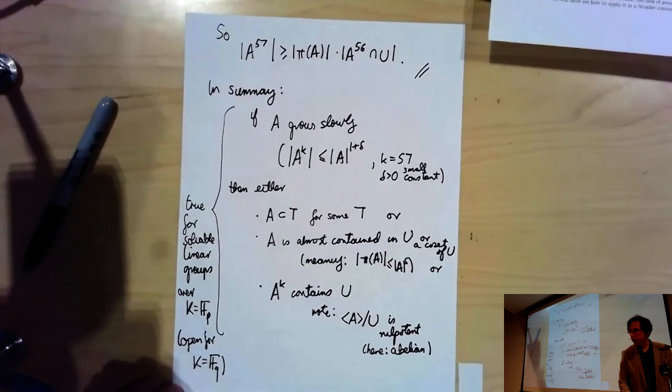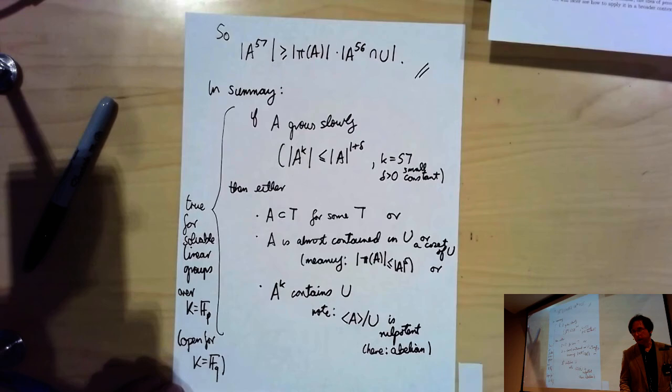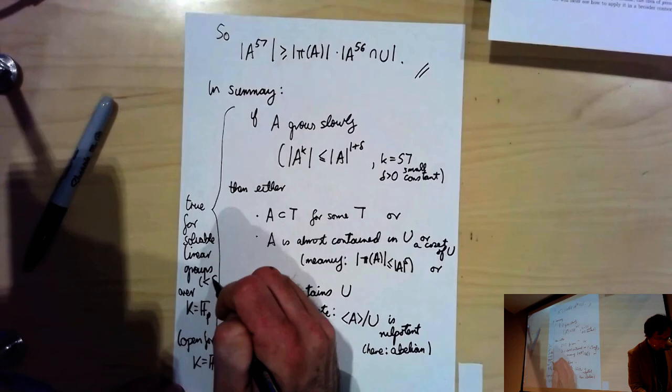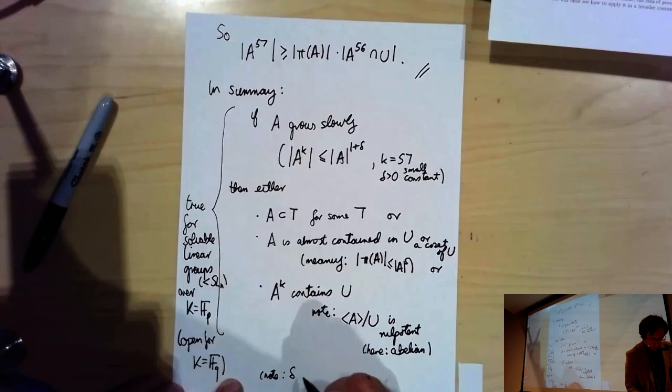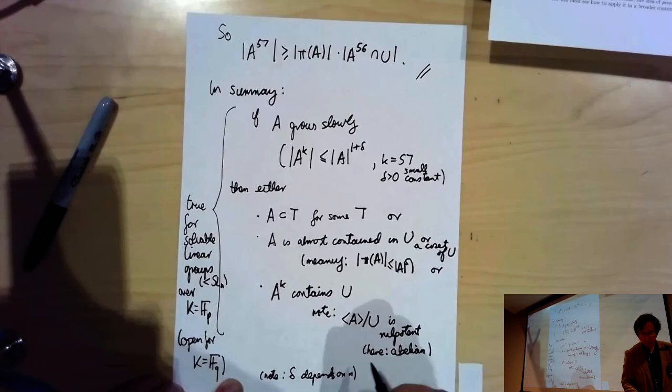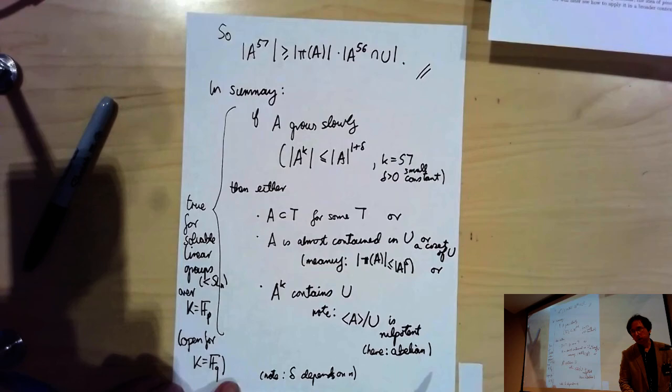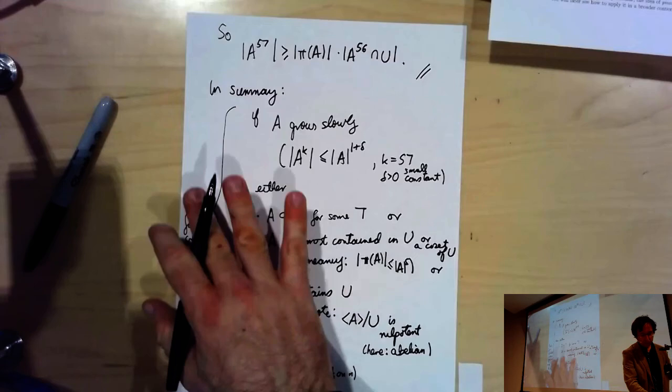But in that case, and this is a general feature of reality, delta does depend on n. By a special linear group, I just mean something in SL_n. And so note delta will depend on the dimension, on the rank. It actually depends on n. There are examples to show this. So this is a special case of what Breuillard, Green and Tao call the Helfgott-Lindenstrauss conjecture, which is proven in some cases.